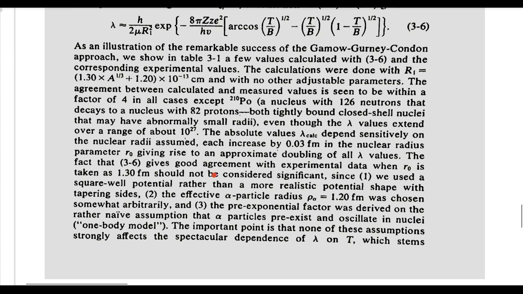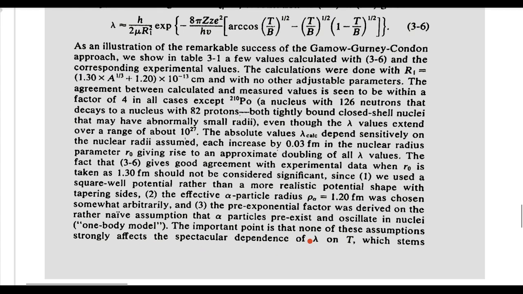The fact that 3.6 gives good agreement with the experimental data when R0 is taken as 1.30 fermi should not be considered sufficient, since one, we used a square well potential rather than a more realistic potential shape with tapering sides. है ना, two, the effective alpha particle radius rho alpha equal to 1.20 fermis was chosen somewhat arbitrarily. These values जो है arbitrarily हमने चूज की, and three, the pre-exponential factor was derived on the rather naive assumption that alpha particles pre-exist and oscillate in nuclei, the one body model.